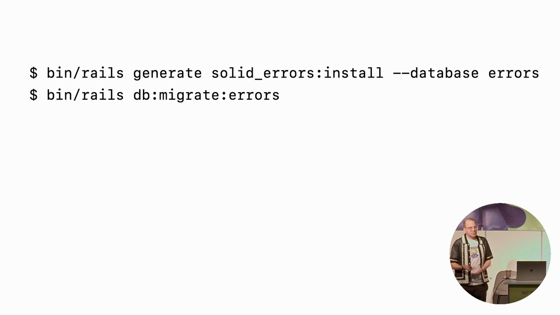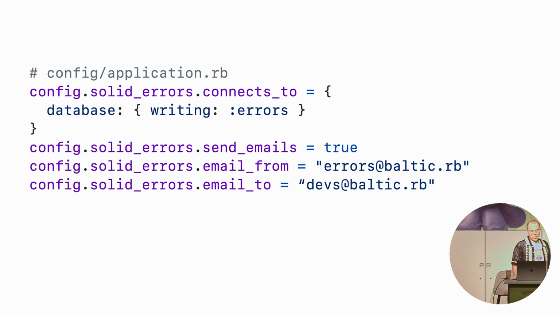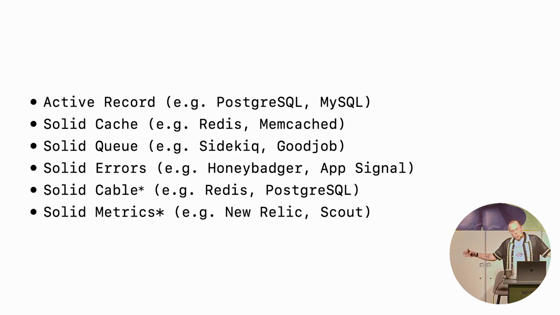We run the installer, run the migrator. We configure it pointing to that database. This is the additional configuration that you're going to need. You can have the gem actually send emails when errors occur so that you are alerted when they happen. And you put all of these things together and you're starting to get a picture here, right?